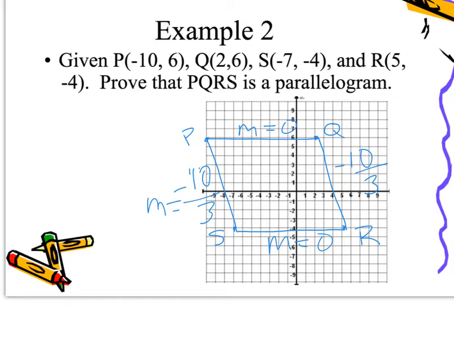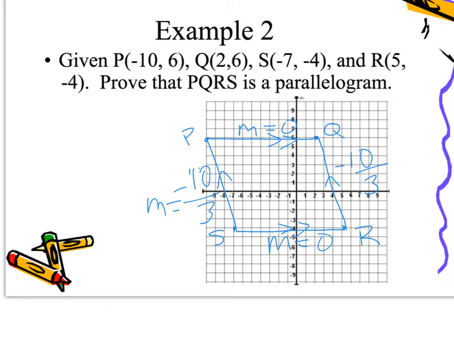So what do I see here? I have 0 slopes for my horizontals, those 2 lines there, and I have a negative 10 over 3 slope. Well, what does that tell me? If they're the same slope, they are parallel. So I have these 2 sides are parallel, these 2 sides are parallel. If the opposite sides are parallel, I have a parallelogram.